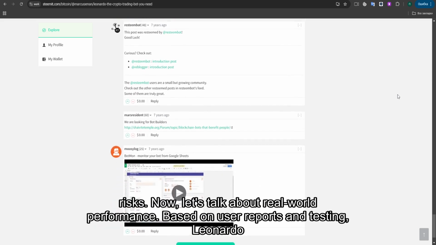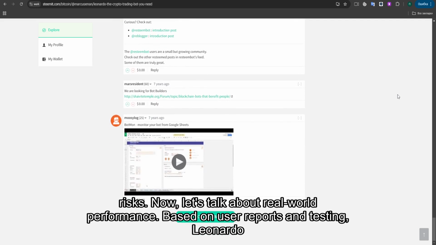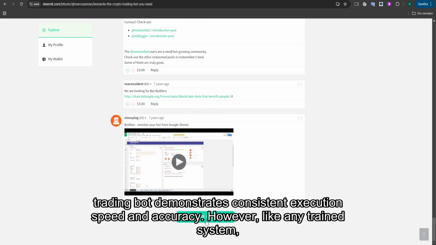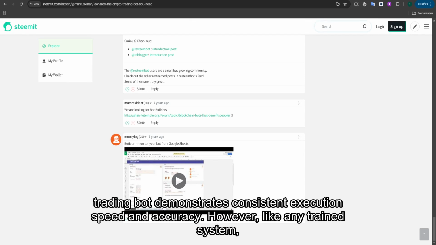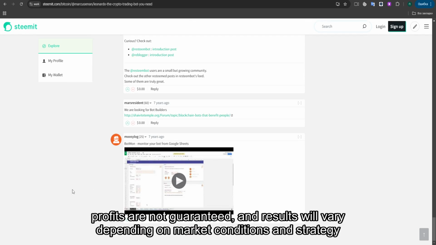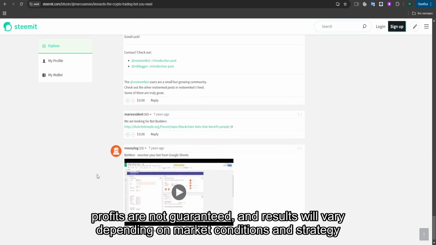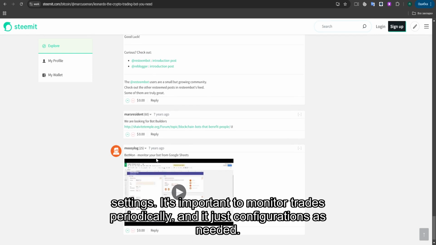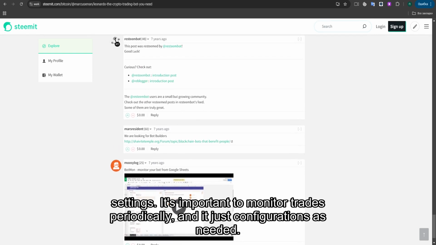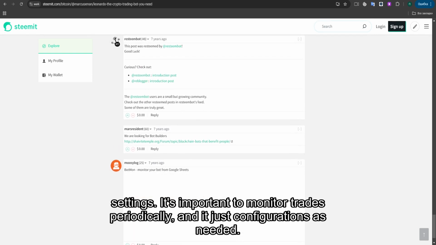Now, let's talk about real-world performance. Based on user reports and testing, Leonardo Trading Bot demonstrates consistent execution speed and accuracy. However, like any trading system, profits are not guaranteed, and results will vary depending on market conditions and strategy settings. It's important to monitor trades periodically and adjust configurations as needed.